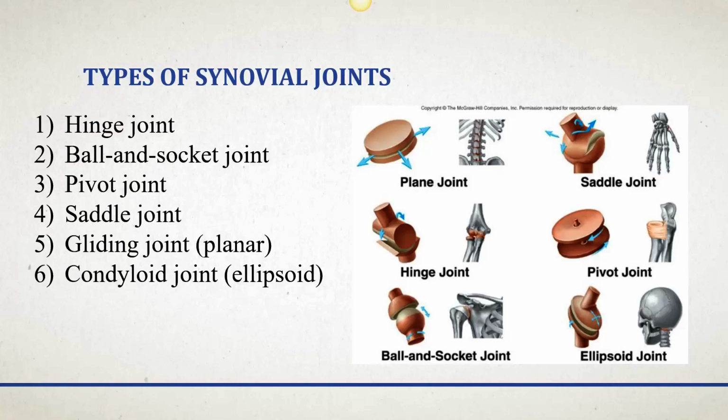And then a condyloid joint, also known as an ellipsoid joint, is where bones are going to fit together similar to a ball and socket, except the movement isn't around all the way in a circle, it's just in a few different directions. An example would be in the neck here, so where the base of the skull comes to the first vertebrae.